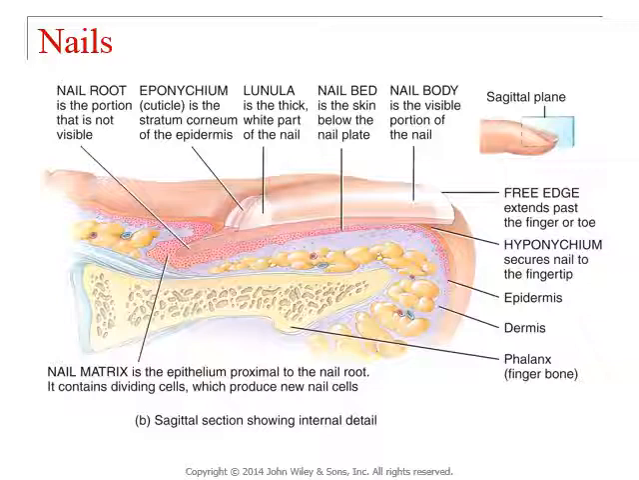As it extends past, as you can see, what's called the hyponychium, that is going to secure the nail to the tip, in this case, the fingertip or possibly the toe tip. And as you can see, it also has its own layers of the epidermis, the dermis, and the subcutaneous fat layer. And then deepest, you'll find the phalanx or the finger bone.